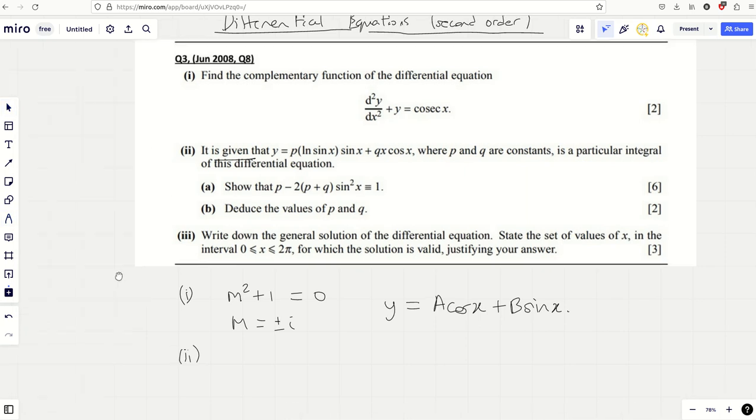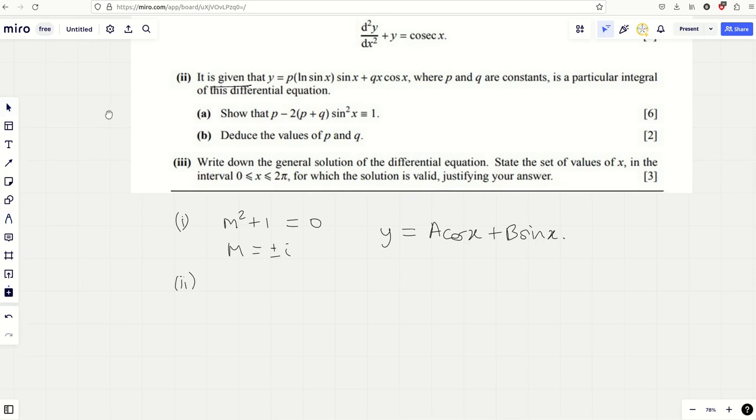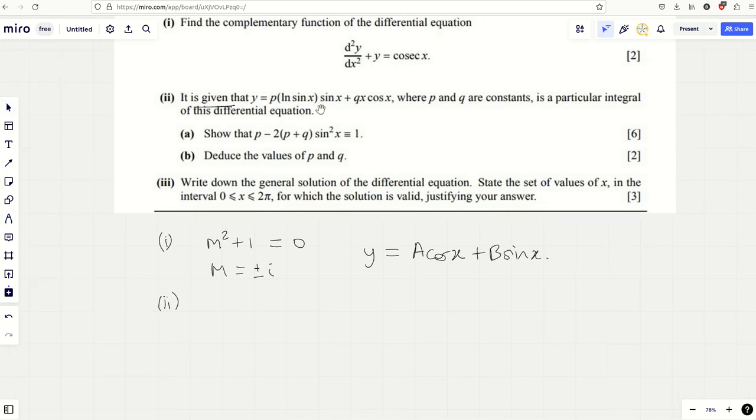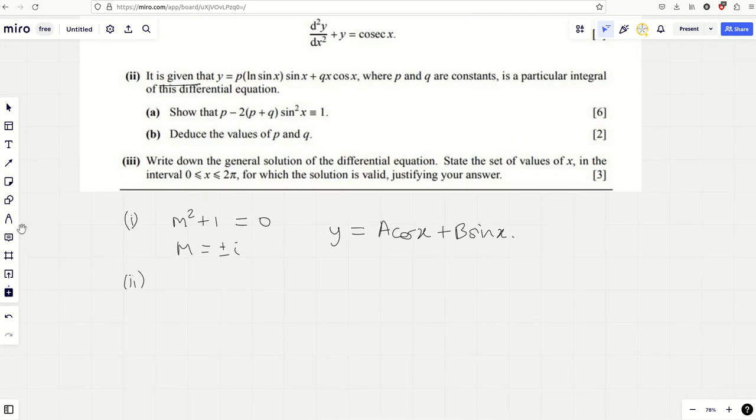Now in part 2, we're told that this is our PI. So if you're told that it's the PI, well, it makes sense to differentiate it, find dy by dx, differentiate again, find the second derivative, and plug it into this, because it's supposed to solve this equation for all values of x. Okay, so that's what I'm going to do, and it's a bit of an algebraic grind, this. So we've got y equals p sin x ln sin x, if you like, or ln sin x sin x. It's a bit of an ugly function, but it is a particular integral, that's for sure. Okay, so we've got this, and we're going to do dy by dx first.